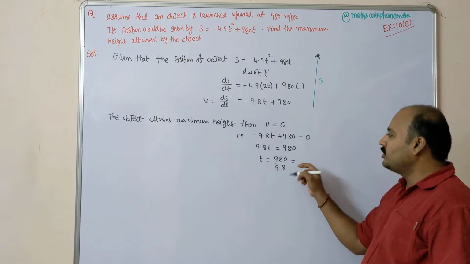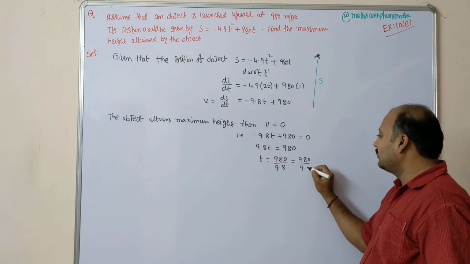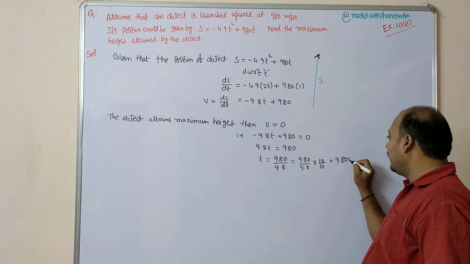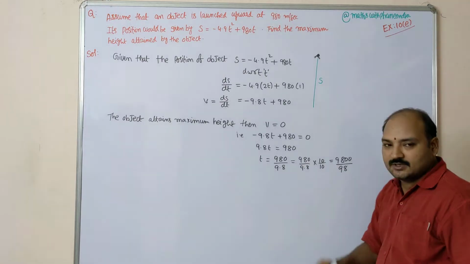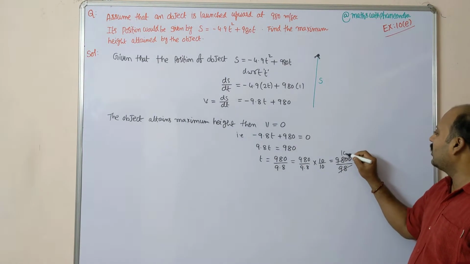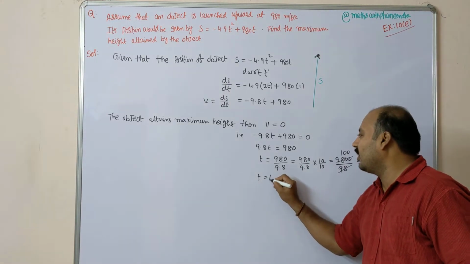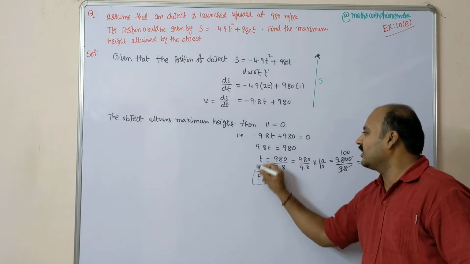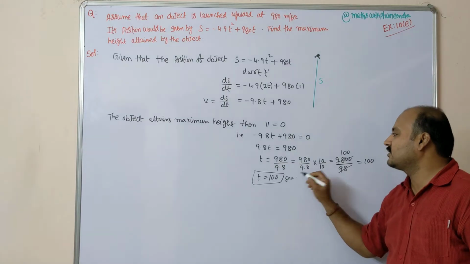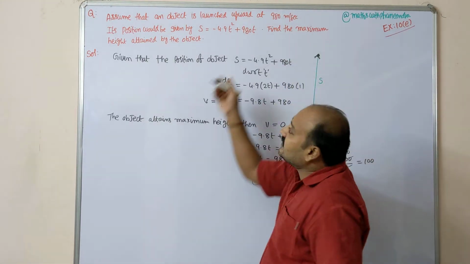So here first I am going to remove this decimal by multiplying and dividing with 10. That is the easy process, dear students. 9800 by 98. So easy to divide now, 98 into 9800. So 100 times it will be. So therefore the t value is 100. Whether it is seconds or hours, that is seconds only, given indirectly, 100 seconds. At this 100 seconds, what they are asking, find the maximum height.